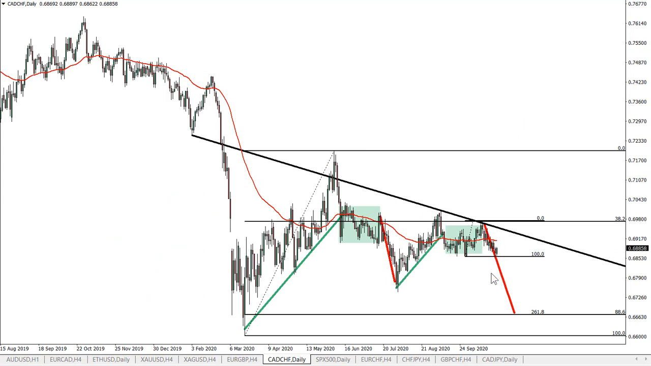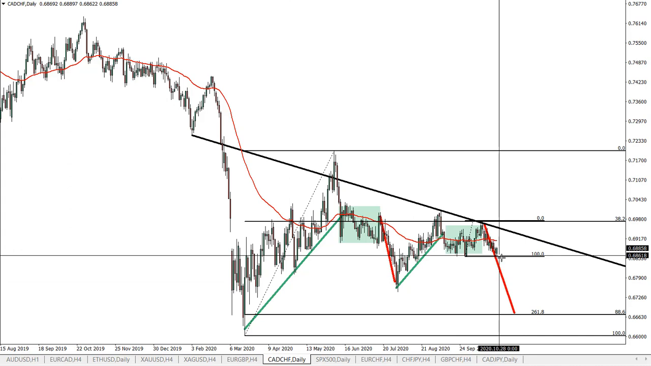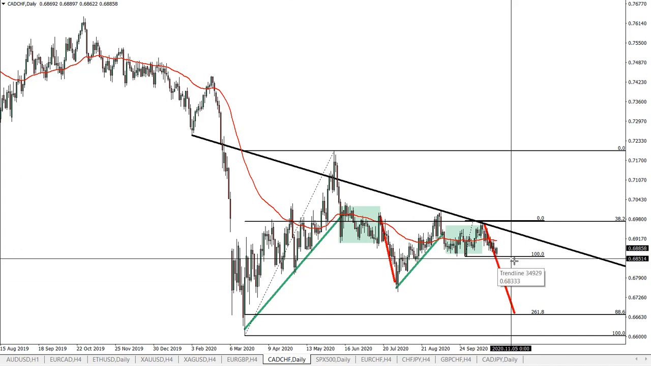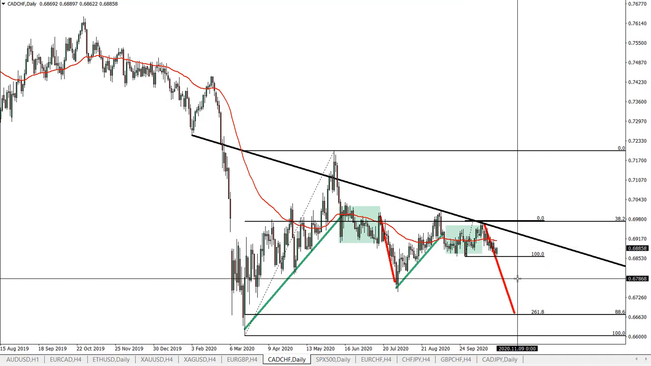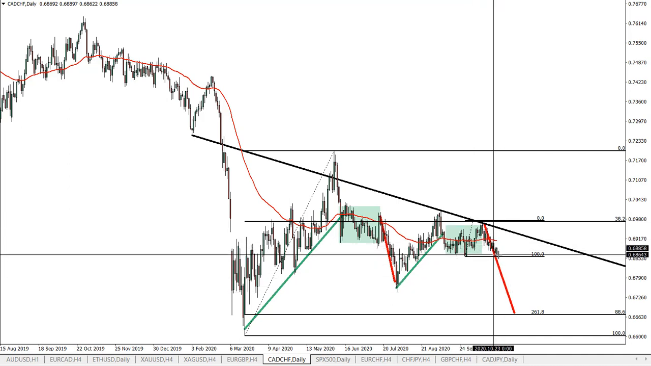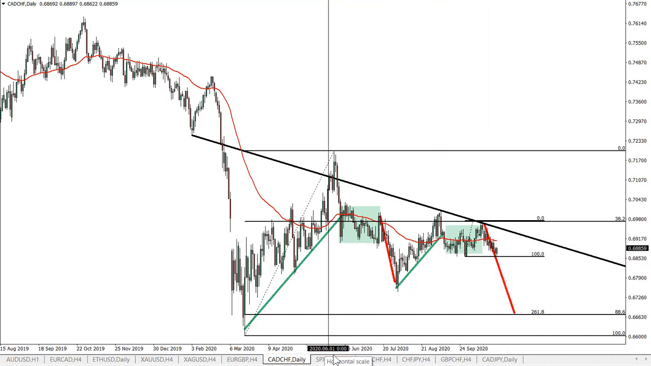Canadian Swiss franc, it failed to break below the previous support, but I think eventually it will happen, and as long as we're below the moving average on the daily time frame, it should remain bearish. Maybe today there will be quite a big move as well.